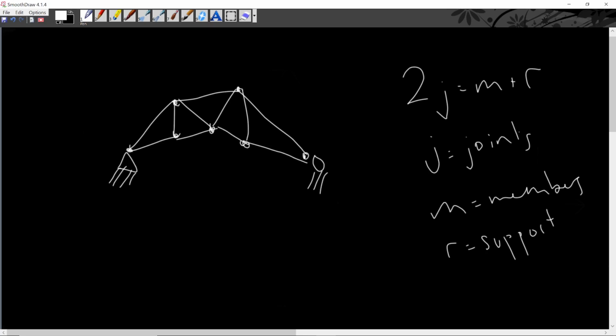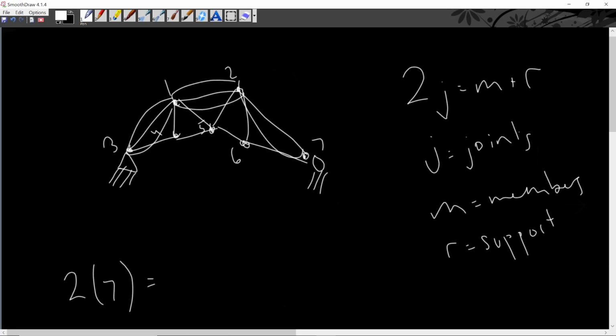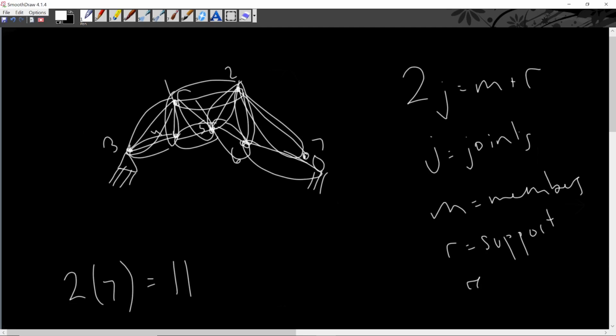But how many joints do we have? We have 1, 2, 3, 4, 5, 6, 7. So we have 7 joints. So we can write 2 times 7 is equal to m, or number of members. So each member, 1, 2, 3, 4, 5, 6, 7, 8, 9, 10, 11. I know it looks like I'm just circling random stuff, but every time you see a line, that will be a member. So we're going to have 2 times 7 equals 11, plus what is support reaction?